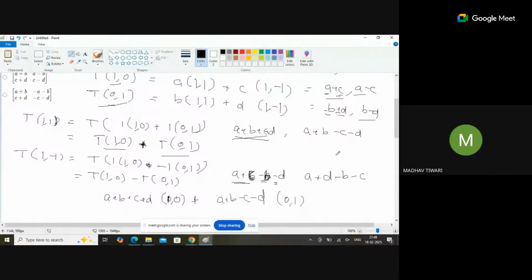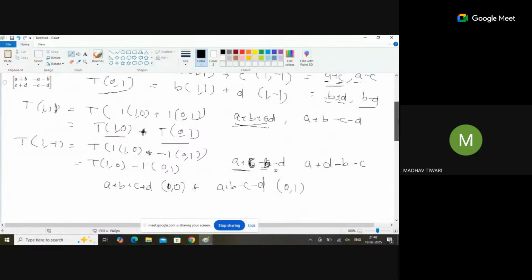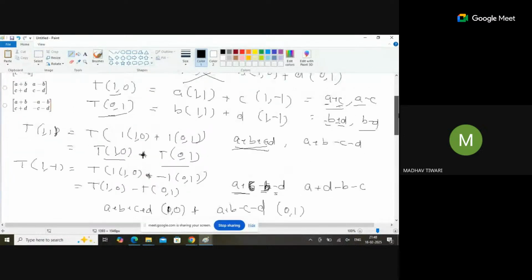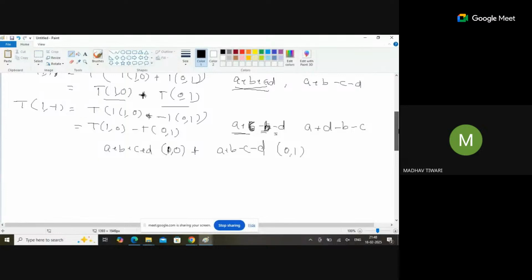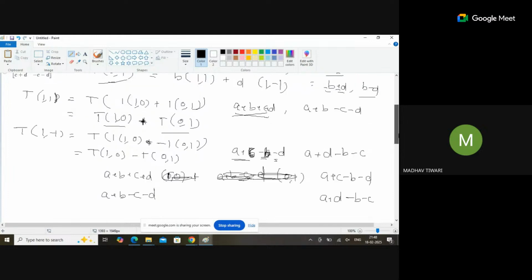Okay, so if I am representing it as a matrix, I am getting something else here still. Let's see. It will be here: A plus B minus C minus D. And this will be here: A plus C minus B minus D. And A plus D minus B minus C. So this is my matrix representation, but here something else is given.